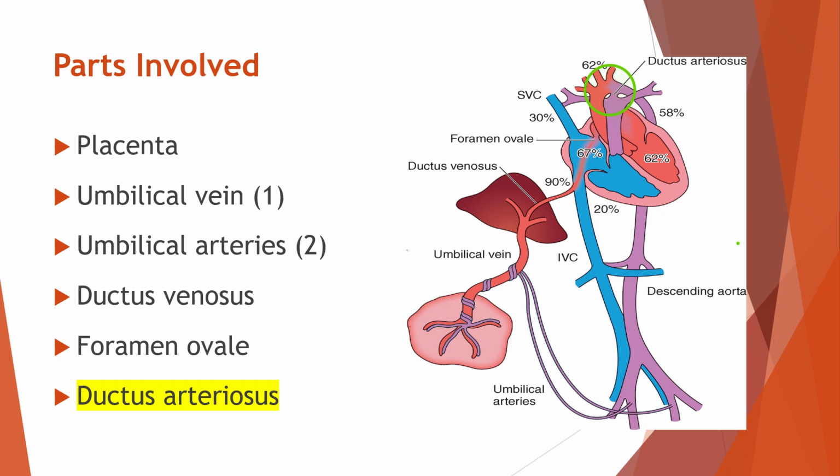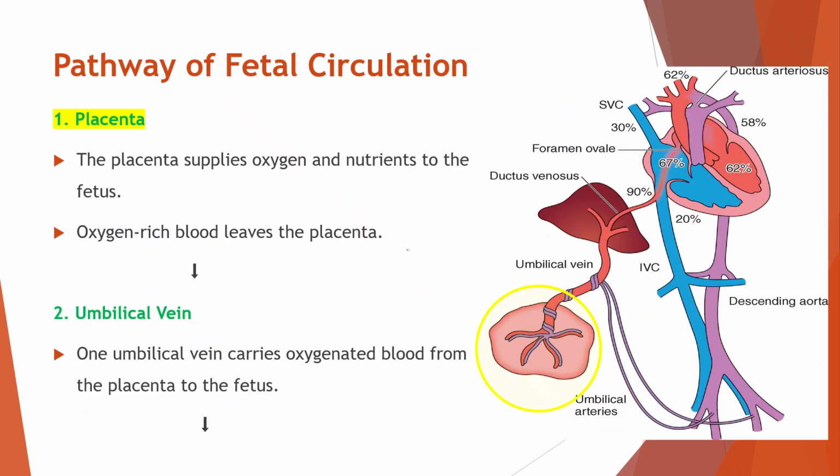So, to summarize, remember these 6 important parts: placenta, 1 umbilical vein, 2 umbilical arteries, ductus venosus, foramen ovale, and ductus arteriosus. Dear students, now let's see the pathway of fetal circulation step by step. It may look lengthy, but if you understand the flow, it becomes very easy. Let's start from the placenta.